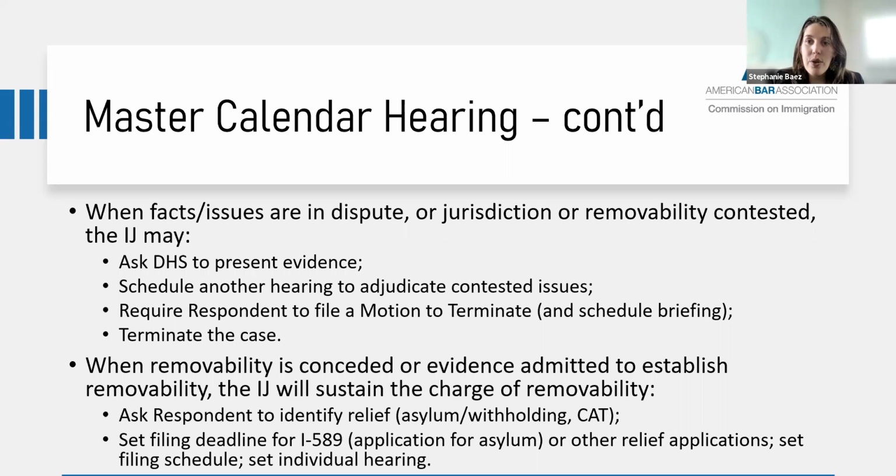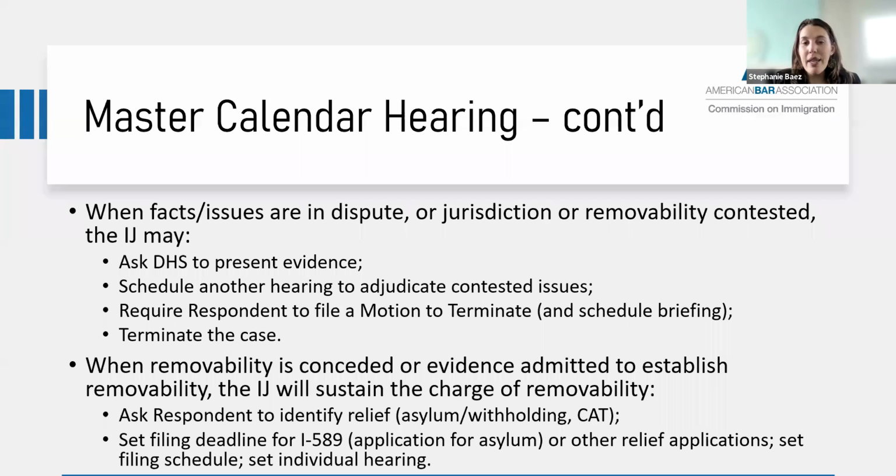They might say to you as respondent's counsel, okay, you need to file a motion to terminate, and I'm going to set a briefing schedule. If you're saying that we don't have jurisdiction or there's no removability here, they might ask you to file a written motion, or the judge could terminate the case based on your arguments. So there's a couple different options there, and it depends on your judge and your specific facts how that will be handled.